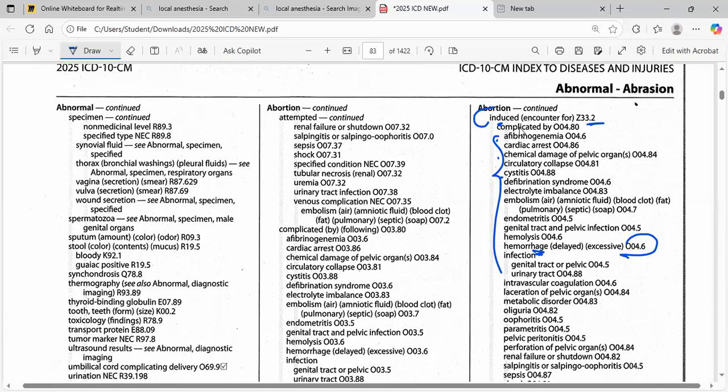Okay, I have sent one question. Just try to find out the code for that. You just remember one thing: for any complication related to the abortion, you have to refer to abortion in the index only.